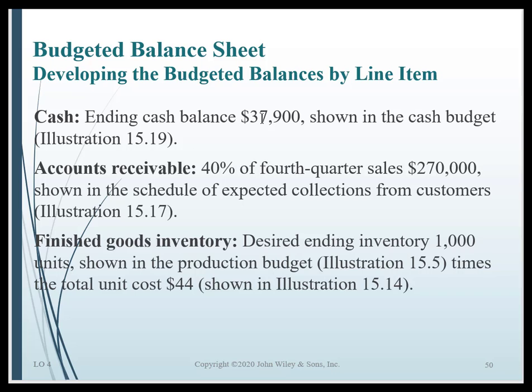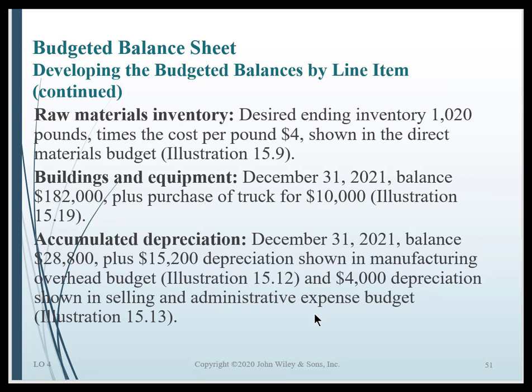So what's the ending cash balance? Again, we figured that out. It's $37,900. Accounts receivable, remember it's 40% of the fourth quarter sales. That was a rule that we followed. The desired ending inventory is 1,000 units. Showed that in our projection budget. And again, we have the total cost. Remember, it was $44 a unit.